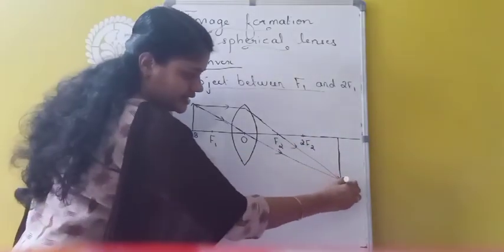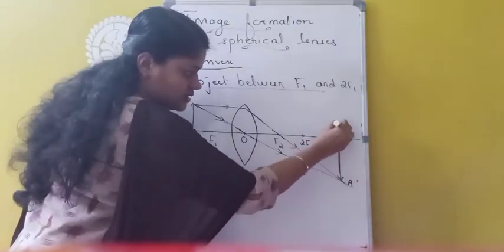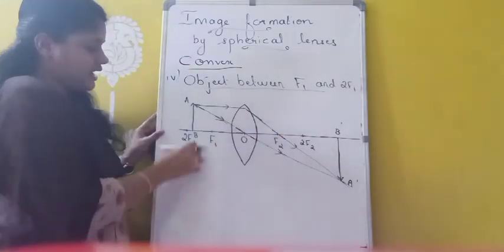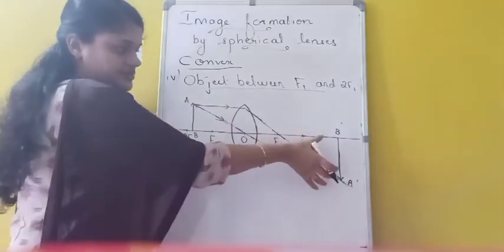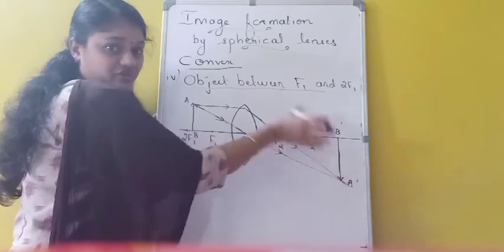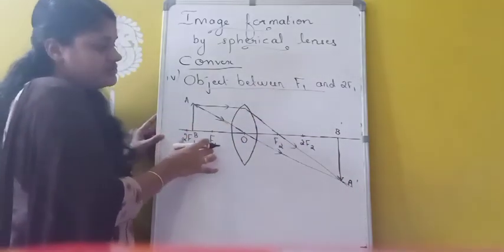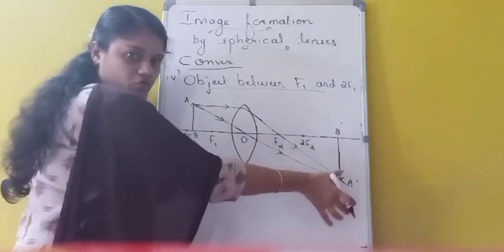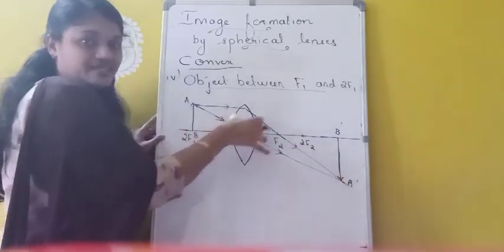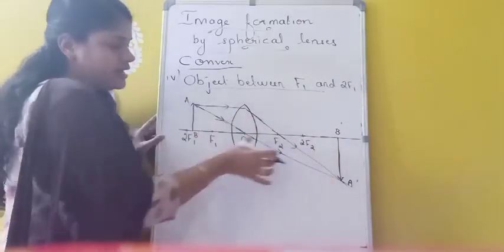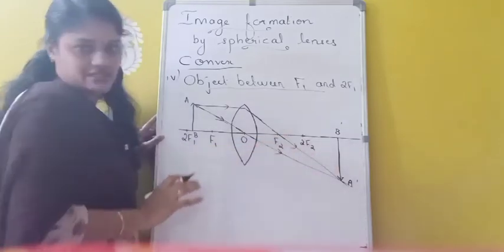So take it as A dash, B dash. A dash, B dash is the image. And compared to object, the size of the image is enlarged. So magnified image we are getting. So when the object is between F1 and 2F1, we are getting the image beyond 2F2, and size of the image is enlarged or magnified, and nature of the image is real as well as inverted.